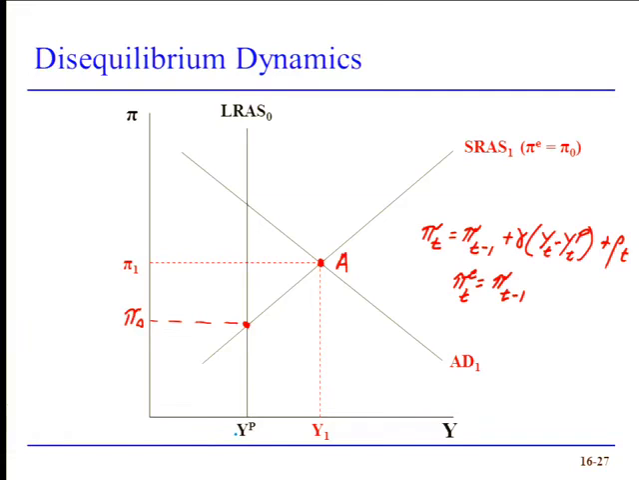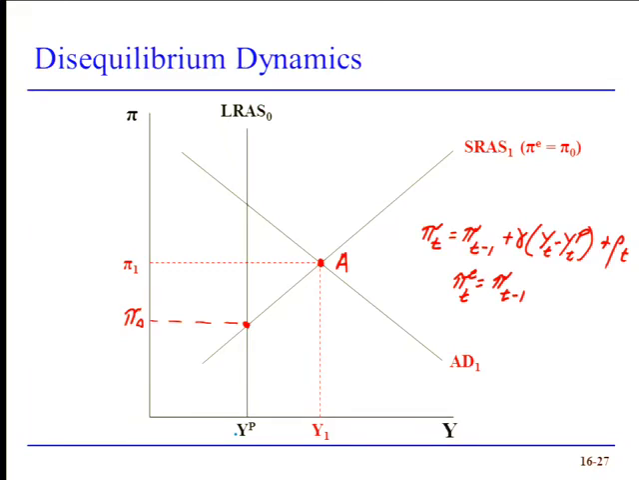So the first thing that we can see is that in year 2, expected inflation in year 2 is going to equal actual inflation in year 1. Actual inflation in year 1 was pi 1. We've now had a change in expected inflation. Expected inflation changed from pi naught to pi 1, from 3% to 4%, 4%, 5%, whatever the numbers are.